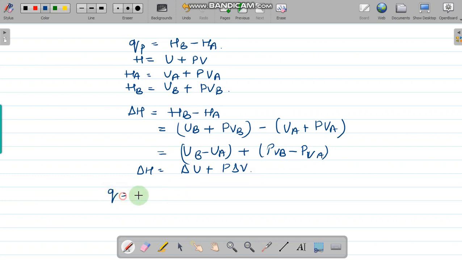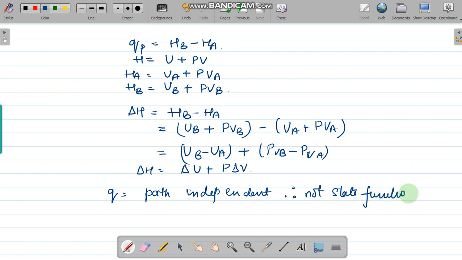Now your Q is path dependent. Because it is path dependent, it is not considered a state function. But when we talk about QP, it is going to be called a state function. Why is it called a state function? Because it depends on the state, not the path.